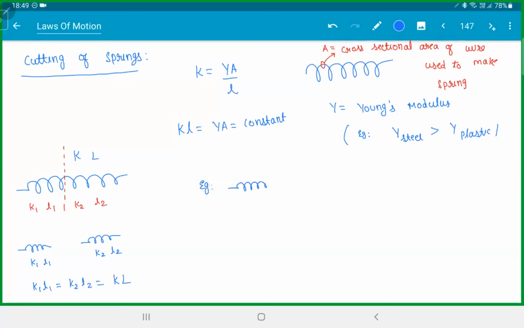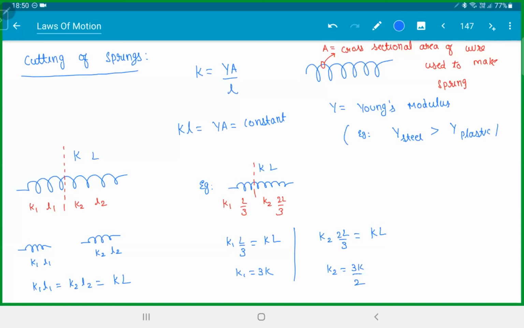Example, let's say K and L. I cut this into L by 3 and 2L by 3. Let this be K1 and let this be K2. From the formula, we get K1 into L by 3 is K into L. So K1 is 3K. So when you cut the spring, smaller springs actually have more spring constant. K2 into 2L by 3 will again be K into L. So K2 will be 3K by 2. So whenever you cut a spring, the spring constant actually changes. K is not constant for the given spring. It depends on the length.